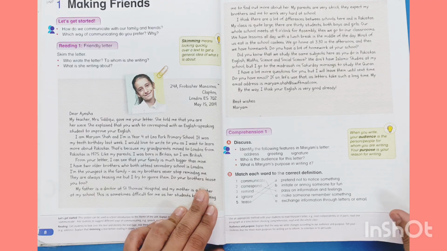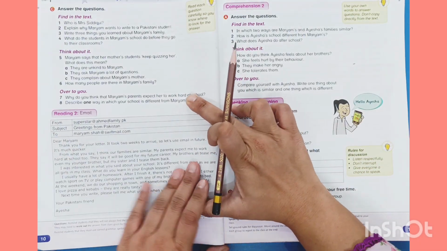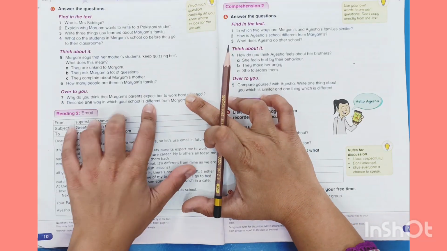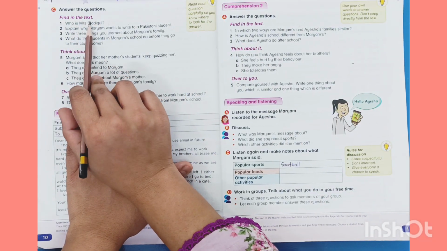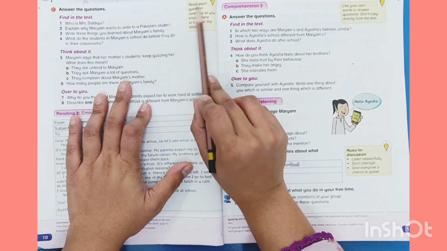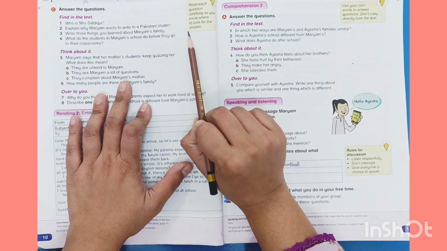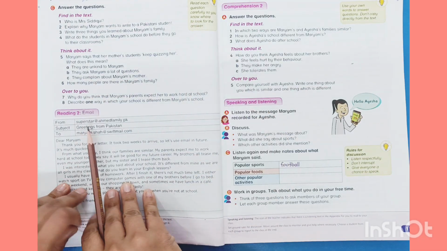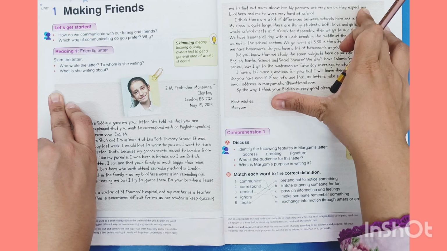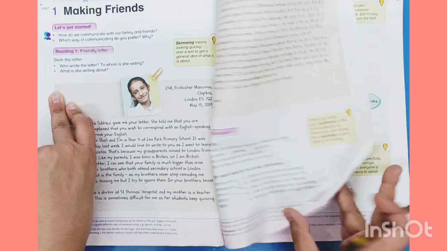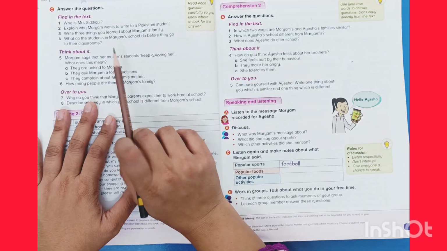Okay, let's move forward. Turn the page over. Come towards page number 10. Find in the text. Answer the questions. Read each question carefully so you know where to look for the answers. As we have read all the comprehension over here, and now we are going to solve the questions towards the comprehension.